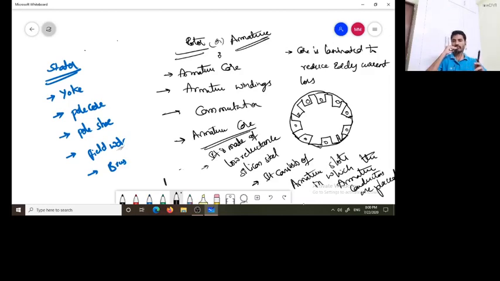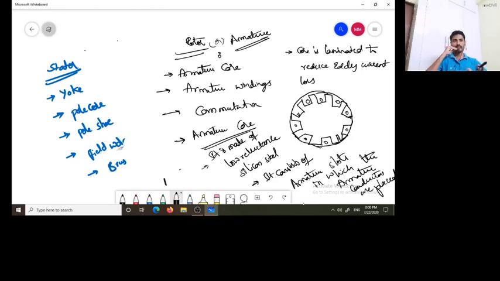Okay, so now we'll discuss what is meant by an armature winding. So far we have seen the armature core. What is meant by armature core? It is made up of a low reluctance material. The purpose of the armature core is to house the armature conductors which are placed on the slots provided on the armature core.